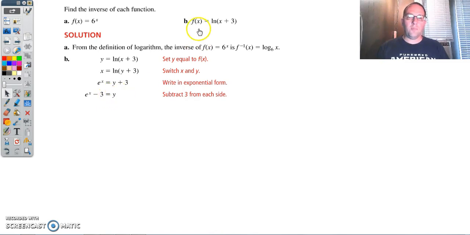And we want to put this back in function notation. So we have the f inverse of x equals e to the x minus 3. All right. So a little bit strange, but not too bad. You're just going to take this, put this in exponential form, get y by itself.